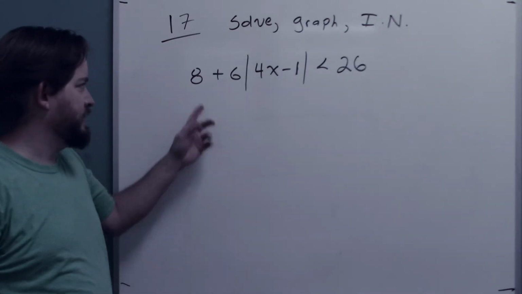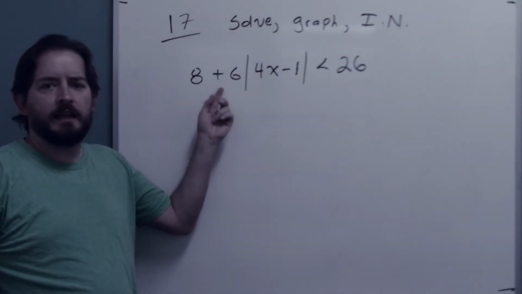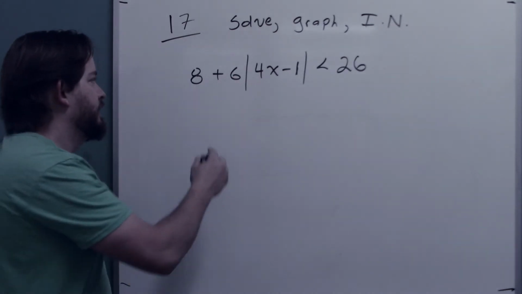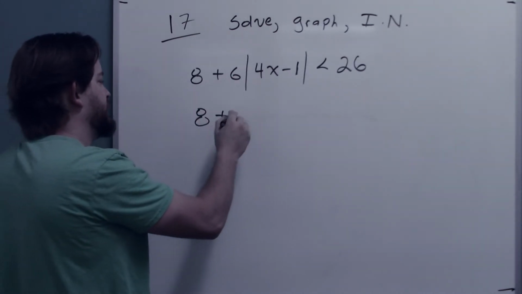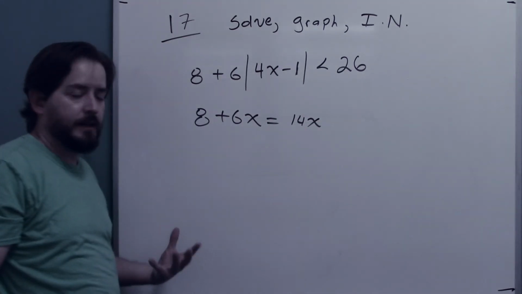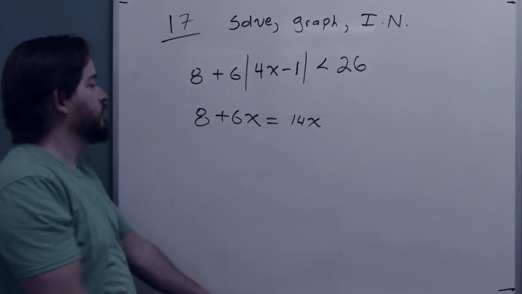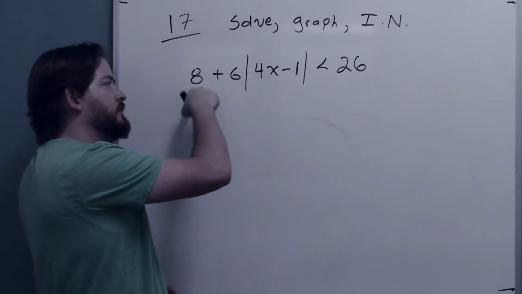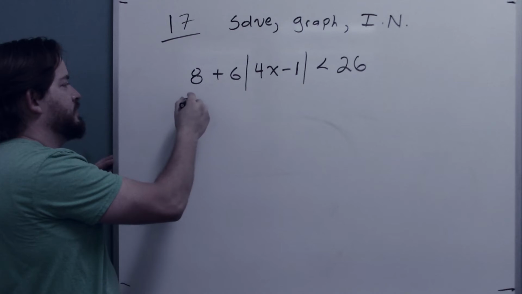So the biggest mistake I see here is people taking 8 and adding it to 6. You can't do that because the 6 is a factor over here. That would be like taking 8 plus 6x and saying, oh, that's 14x. Nope, it's not. You can't do that, right? They're not like terms because the 6 is multiplied by a whole bunch of junk. So I've got to get rid of this 8 first, and I will.